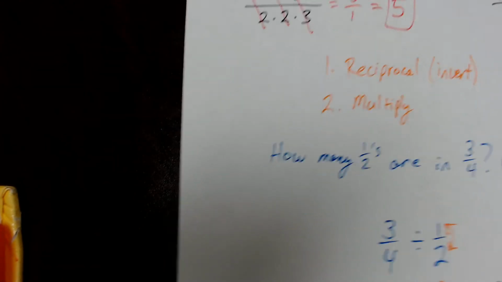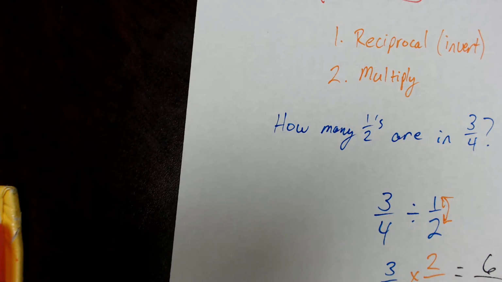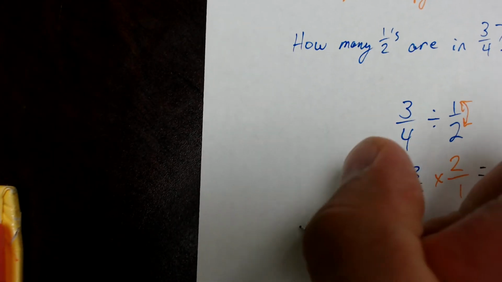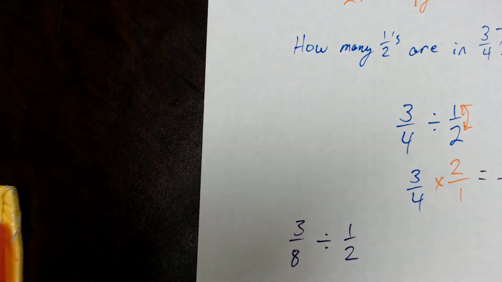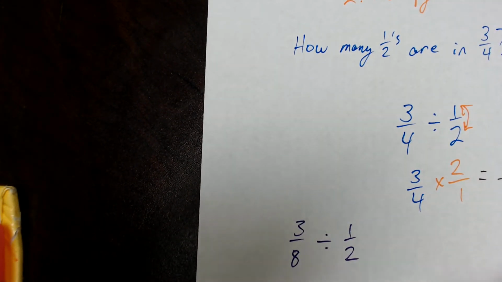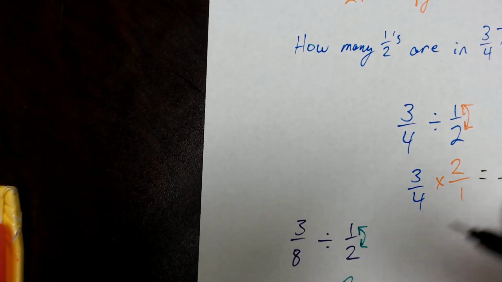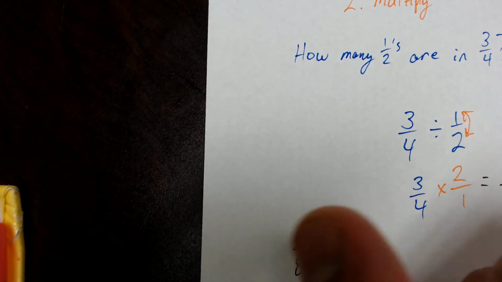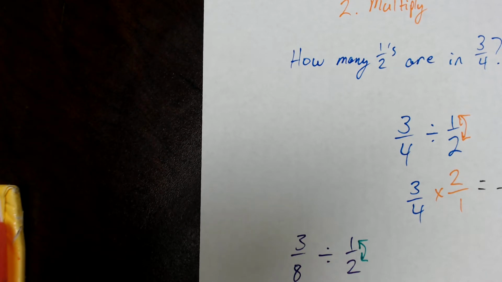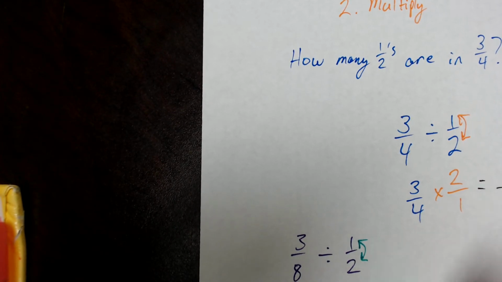Here we go. Okay, so we've got how many 1/2 are in 3/8, or 3/8 divided by 1/2. Let's go with purple. So we have 3/8 divided by 1/2. Step 1, if you remember, is invert. So I'm going to take 1/2 and invert it. That becomes 2/1. Step 2 is to multiply. So I take 3/8 and multiply it by 2/1. When I multiply, 3 times 2 gives me 6. 8 times 1 gives me 8.